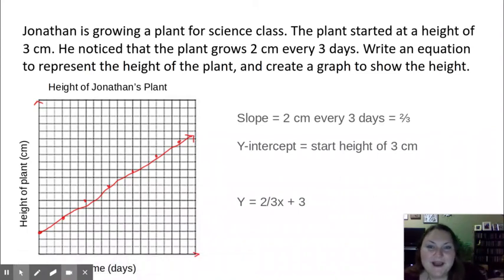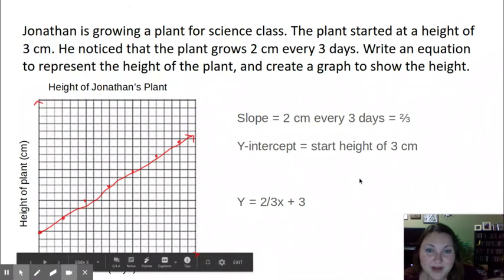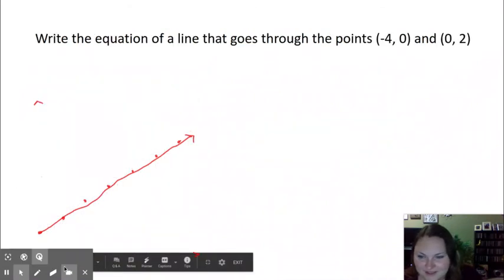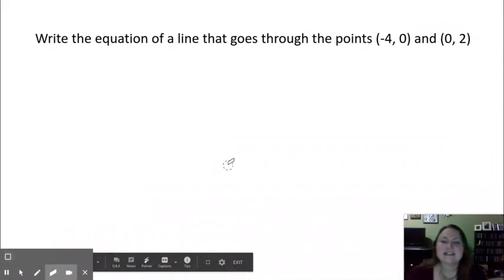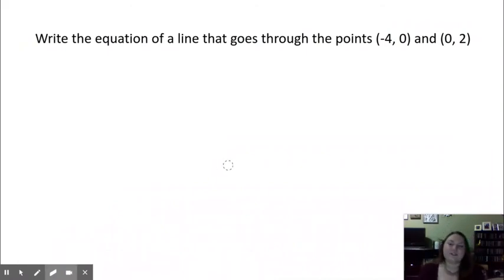Hopefully we're feeling good about slope and graphing. We'll move on to the next question. The next question asks you to write the equation of the line that goes through the points (-4, 0) and the point (0, 2). Go ahead and write that equation for me.